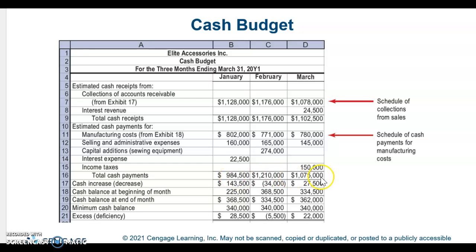So you have your total cash payments, your increase or decrease in cash, your cash balance at the beginning of the month is added to give you your cash balance at the end of the month. And then your minimum cash balance will give you your excess, which we had in January and March. In February, we had a deficiency.